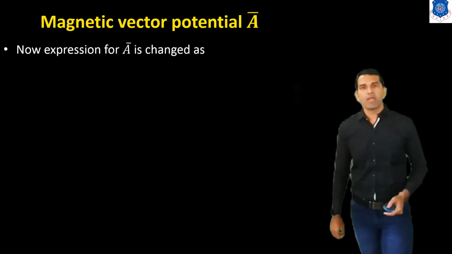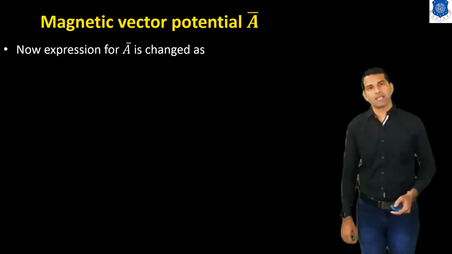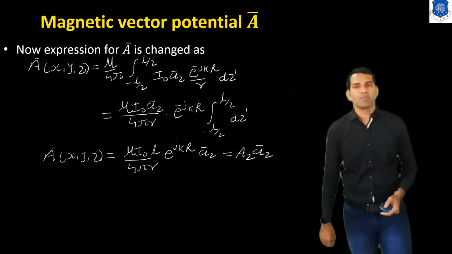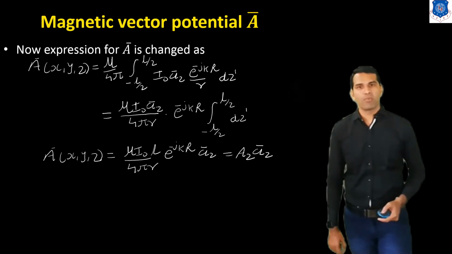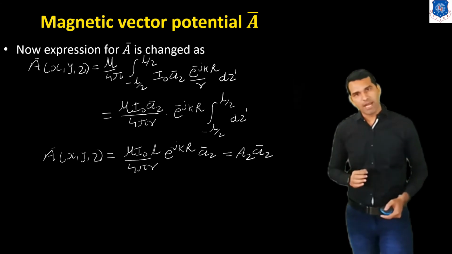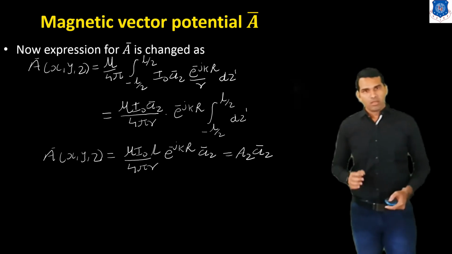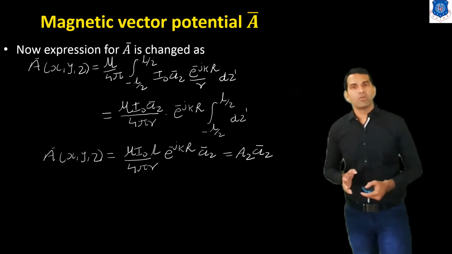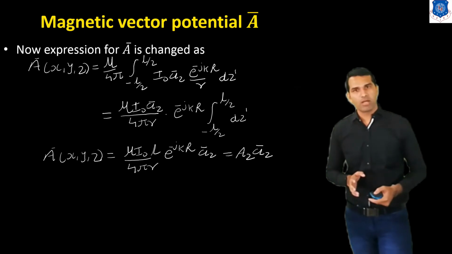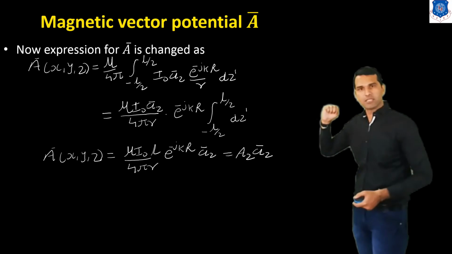Now the expression for A, that means the magnetic vector potential, is changed as A bar xyz is equal to mu upon 4 pi, integral from minus L by 2 to L by 2 of I0 az, e raised to minus jkr upon r, dz. Here we just put the value for A because we have considered the antenna is placed at the origin and the current flows along the z axis. So that's why this equation is changed.